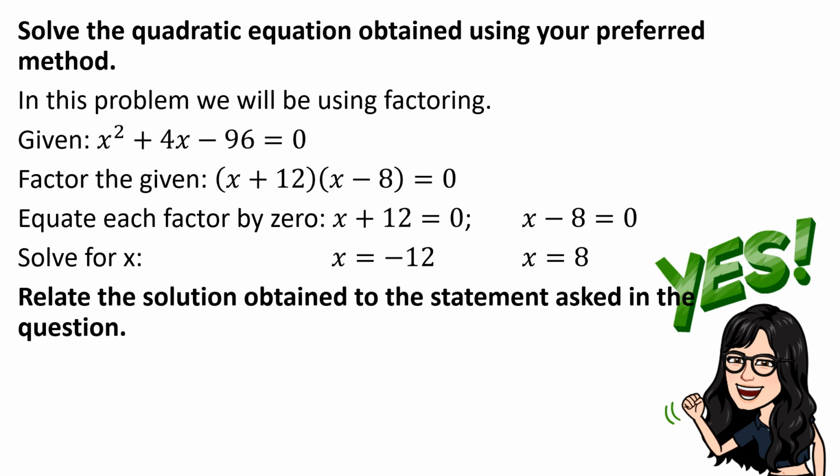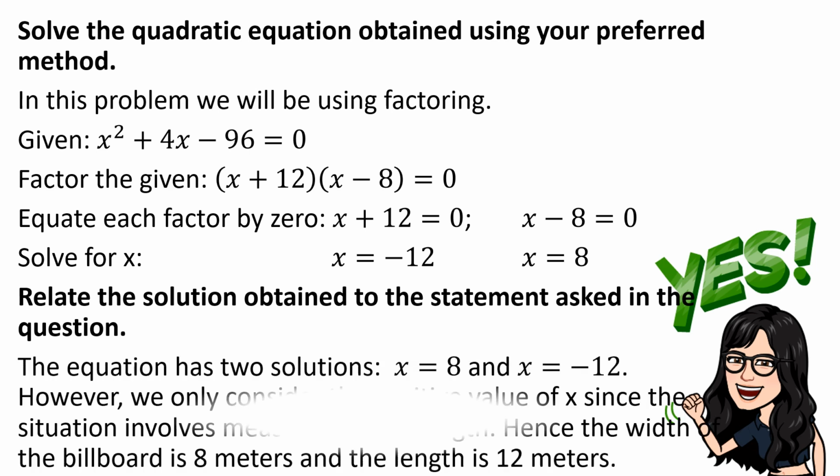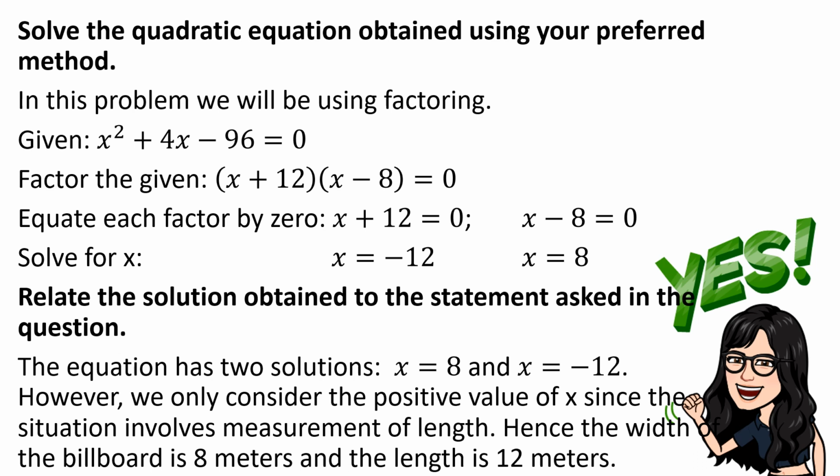Relate the solution obtained to the statement asked in the question. The equation has two solutions. We have x equals 8 and x equals negative 12. However, we can only consider the positive value of x, since the situation involves measurement of length. Hence, the width of the billboard is 8 meters and the length is 12 meters.